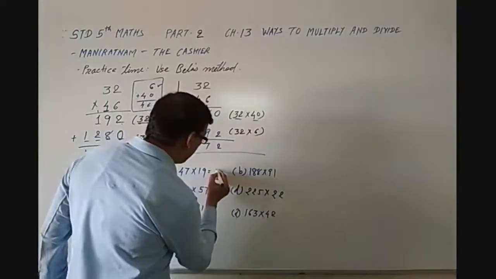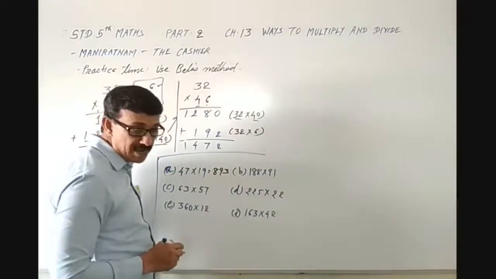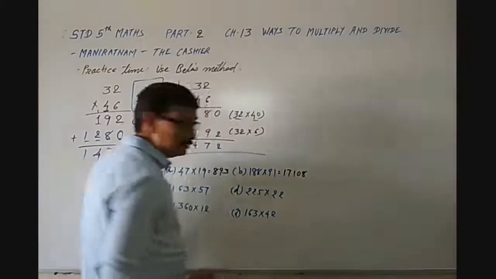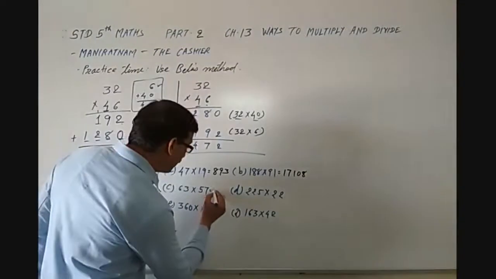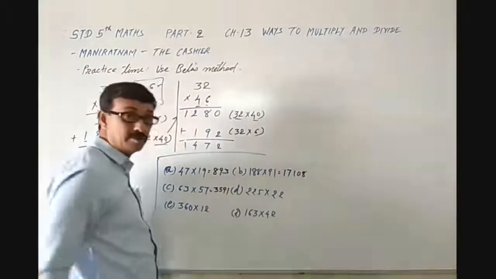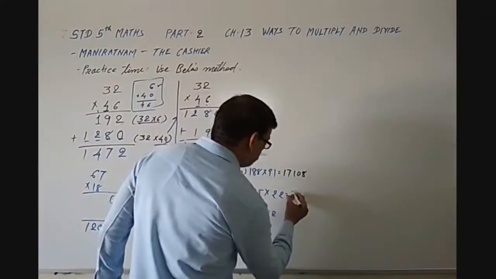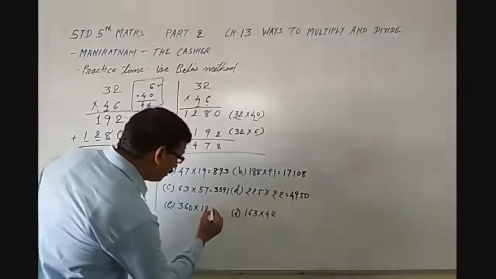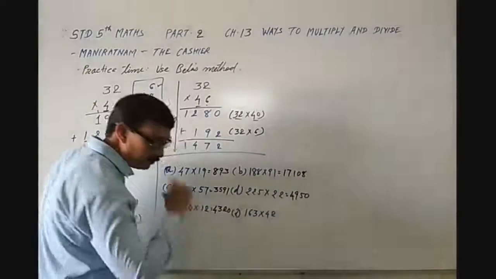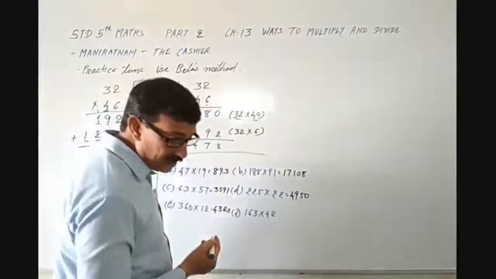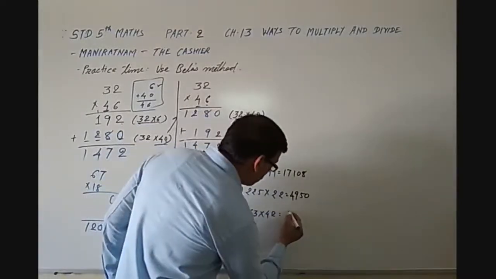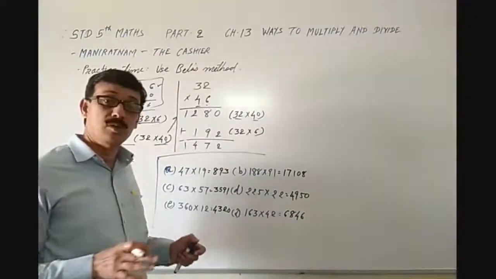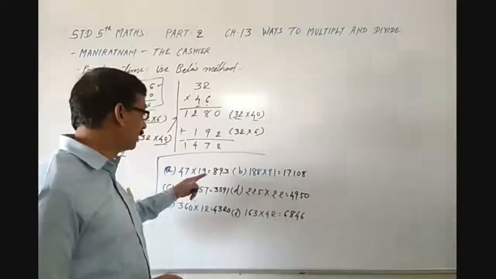The answer for A is 893. The answer of B is 17,108. The answer of the next, C, is 3,591. The answer of D is 4,950. The answer of E is 4,320. The answer of F is 6,846. So these are the answers. You do this multiplication yourself and compare your answer with these answers.